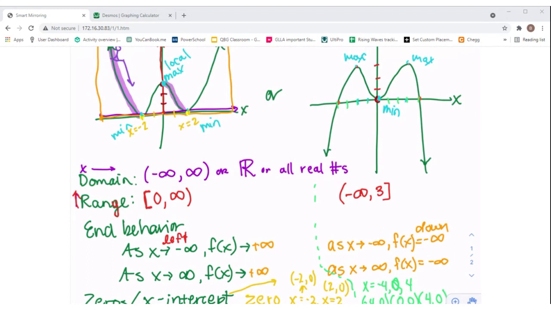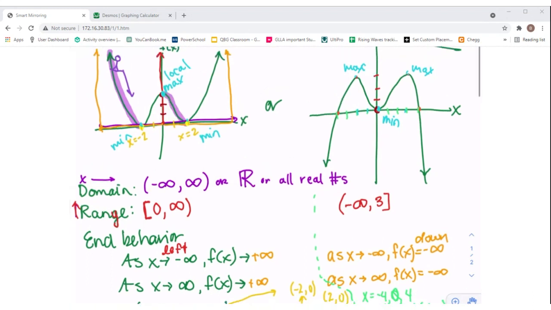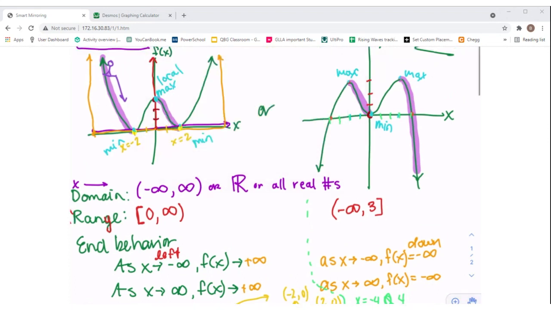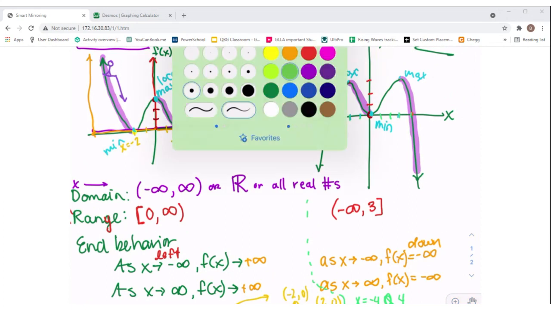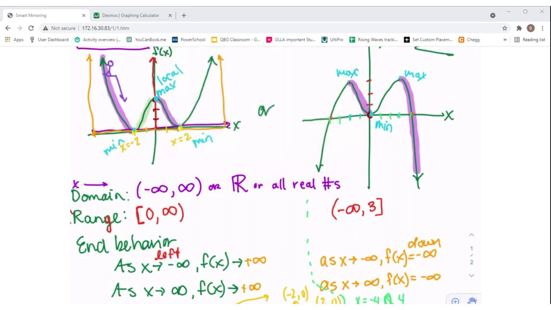Notice there are two places where it decreases. And this one again decreases right there and decreases right there. So two places where it decreases. And similarly, there will be two places where it increases. So it's increasing there and increasing there. Because as I go from left to right, it goes up.